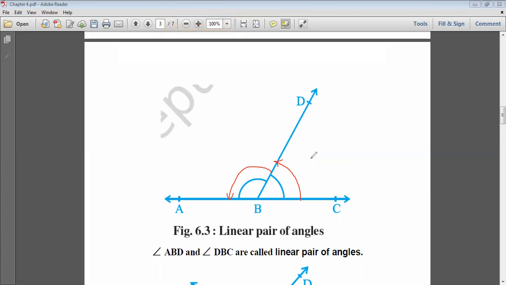These two angles are called the linear pair of angles, which means there will be a straight line and a transversal will cut that straight line, and those two angles are called the linear pair of angles.